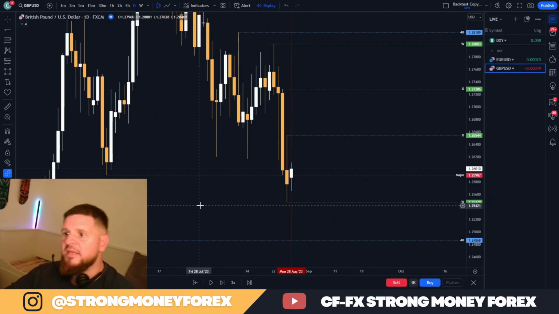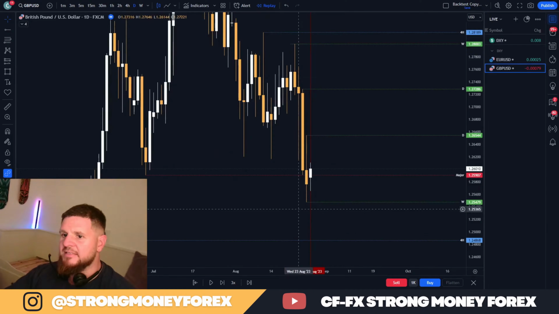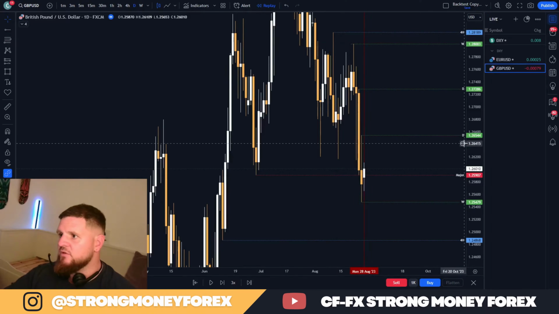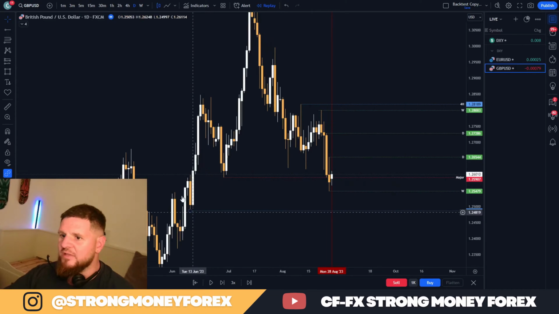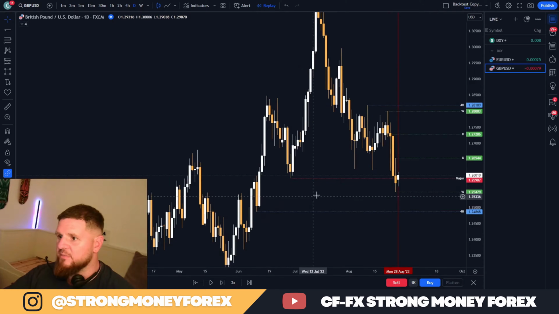So from here, what we're ultimately looking for is we're expecting now bullish price action. If you look at the overall market structure, we are quite bullish, as you can see. We've swept a major level into an area of demand as well.